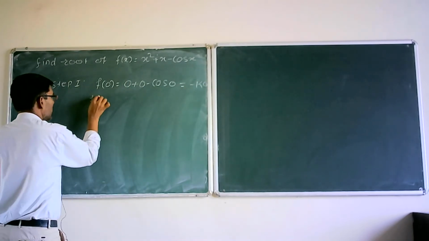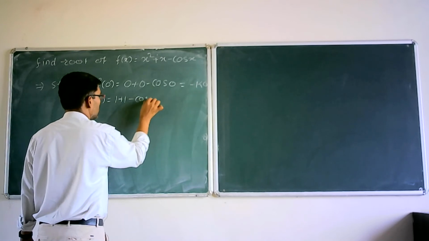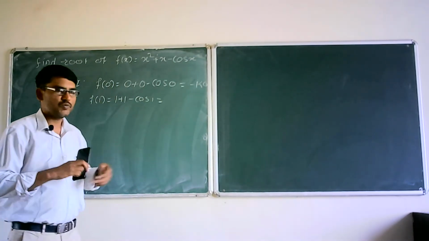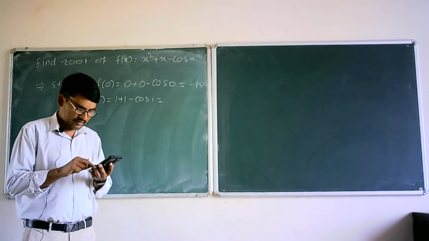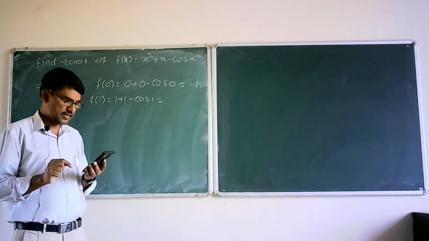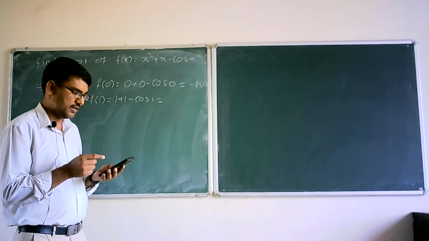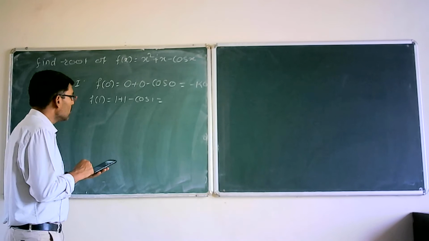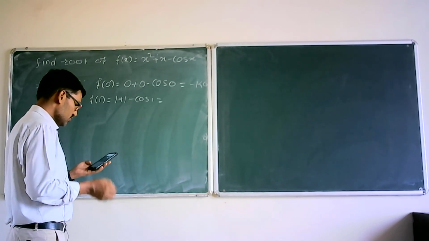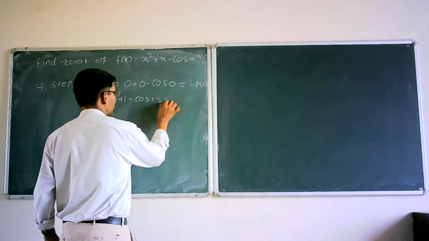Then f of 1 is equal to 1 plus 1 minus cos 1. Now to determine the value of cos 1, your calculator must be in radian, otherwise your answer will be wrong. So make your calculator in radian, not in degree. So 2 minus cos 1 is equal to 1.4596.